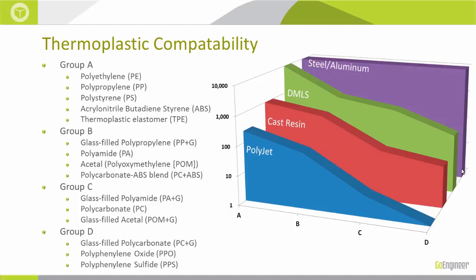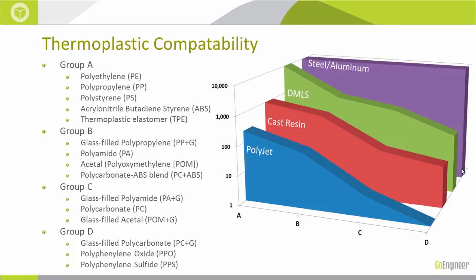So what I take out of this is that outside of Group D, we can actually print tooling for injection molded parts that are injection molded out of these materials. We have a lot of common materials in there. We have polyethylene, polystyrene, ABS, and polypropylene.